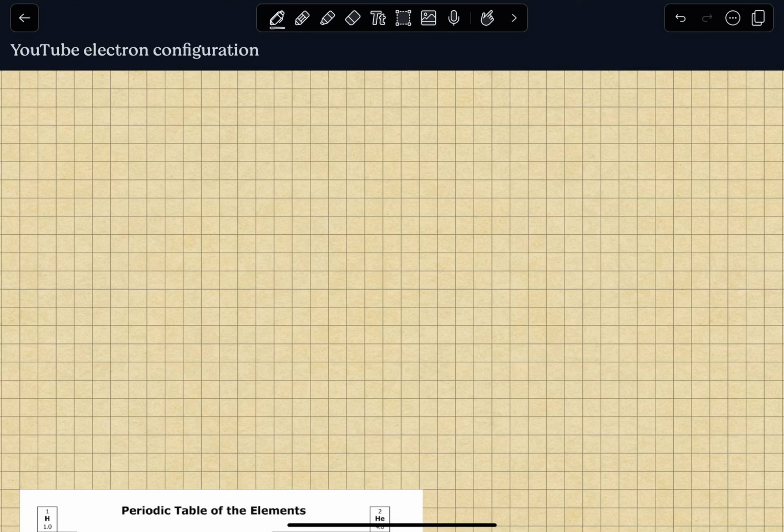Hi guys, today we're going to discuss electron configurations. Electron configuration is basically just a summary of where to find the electrons in the subshells around the nucleus, right? So before we dive into subshells, what are shells?